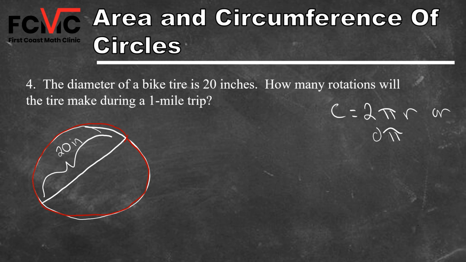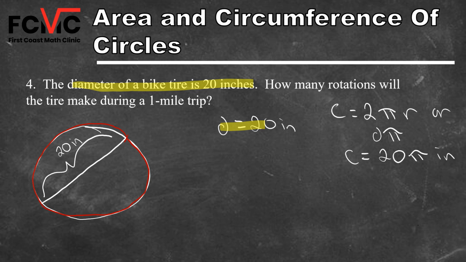So let's start maybe by figuring out the circumference of our tire if we know the diameter is 20, because that's the information we have. We know the diameter of a bike tire is 20 inches, right? So we can replace d with 20, so our circumference is 20 pi inches.